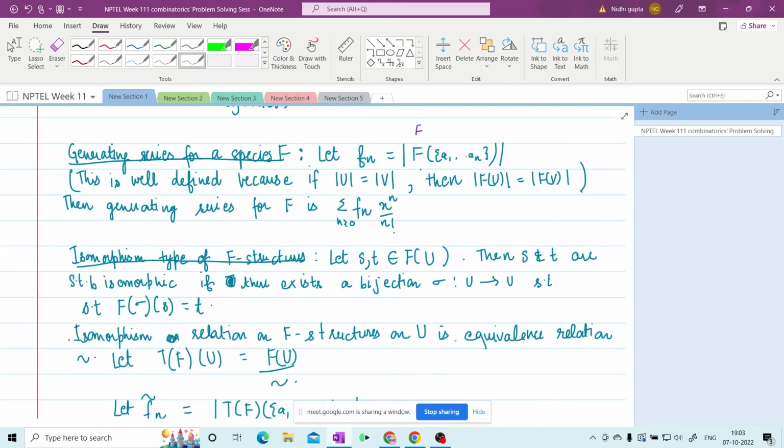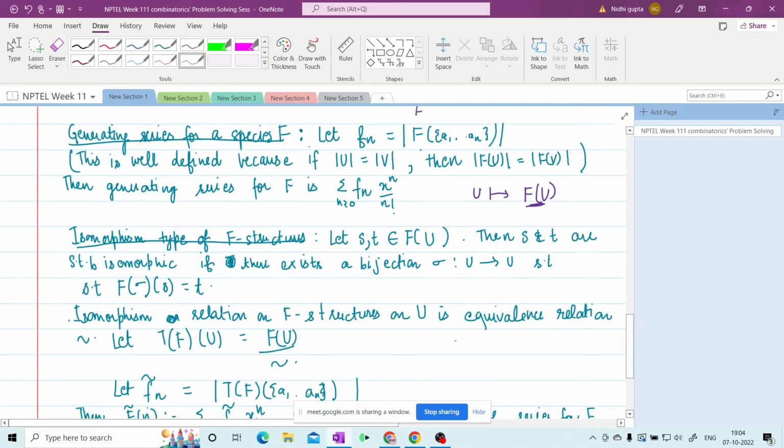Now, to each u we are assigning a set fu. Any element of fu is called an f structure on u. Now we also have a relation on these f structures. If we have two f structures, say s and t, we say that these two f structures are isomorphic if we can find a bijection on u which sends the first f structure s to t. And we can see that this isomorphism relation is an equivalence relation.